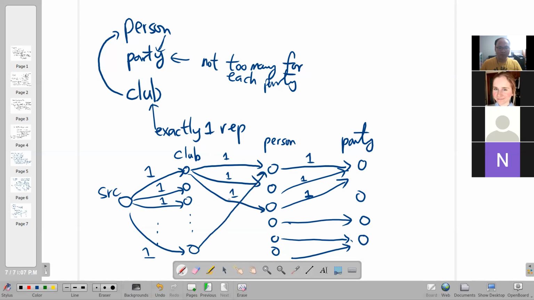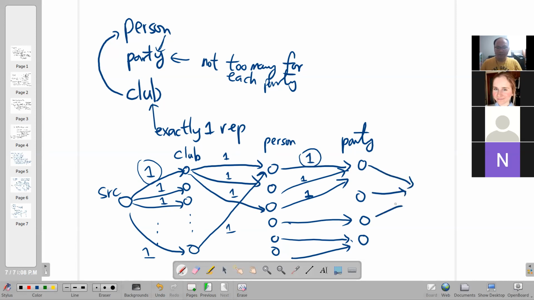Now, it's possible that a person belongs to multiple clubs. Okay, maybe this person belongs to 2 different clubs. But there's only one token that can be passed. That means that this person cannot collect 2 tokens. He can only represent 1 club. Okay, so this is how you make sure that every person can only represent 1 club. This one makes sure that every club can only elect 1 person. This part makes sure that every person can only represent 1 club.